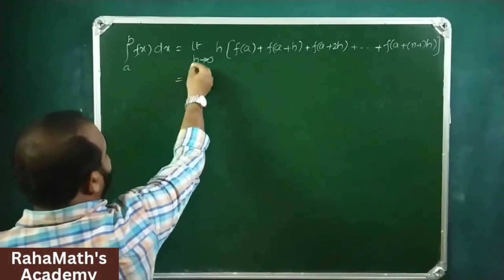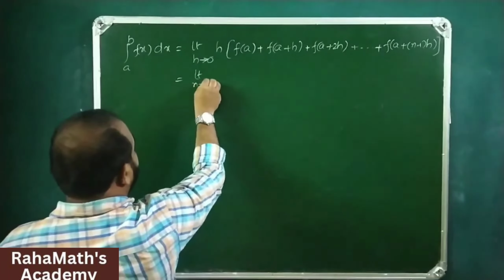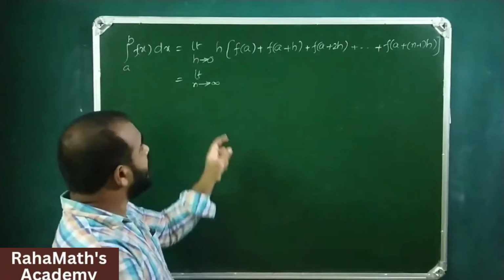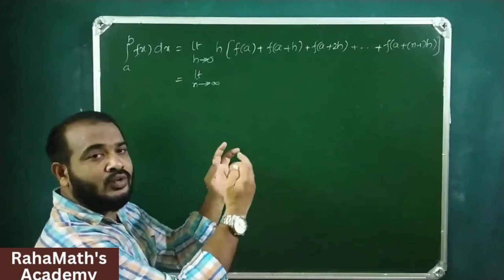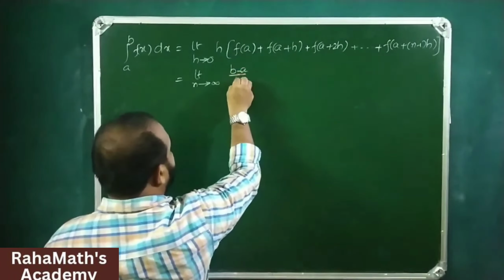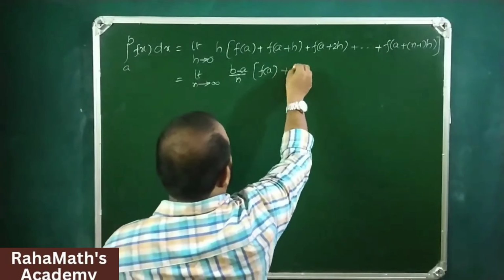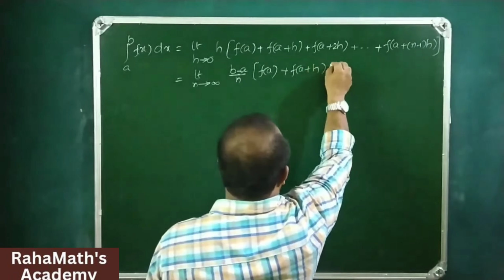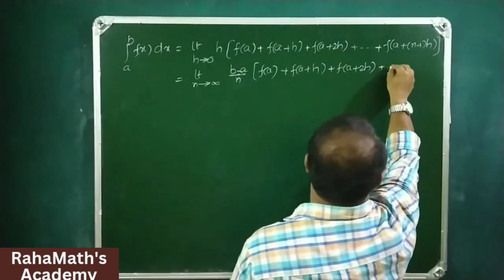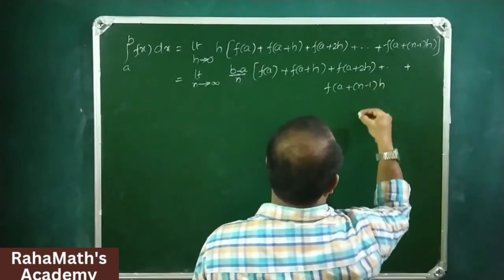So here limit h tends to 0 is the same as limit n tends to infinity, because if the number of rectangles is infinite, the width is almost tending to 0. Here h, as we already discussed, is b minus a by n, into [f of a plus f of a plus h plus f of a plus 2h etc. plus f of a plus n minus 1 into h].